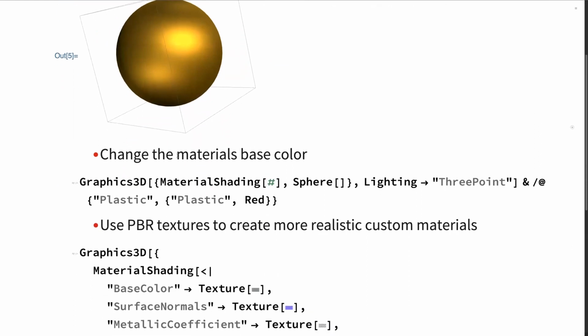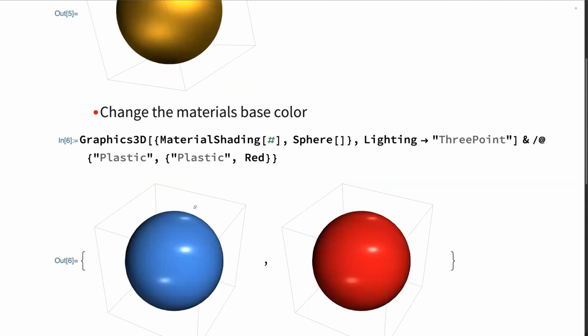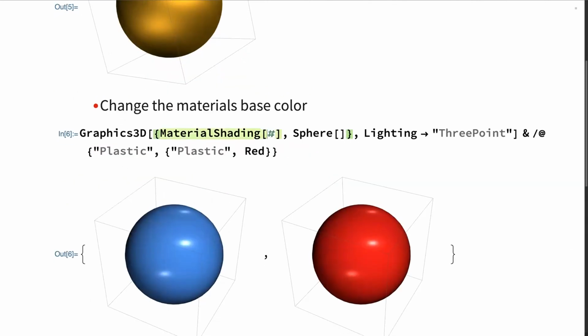Something you can do with the material shading is change the base color of it. So here I've got a material shading using plastic. Its default color is blue, but I can say that I'd like that in red.